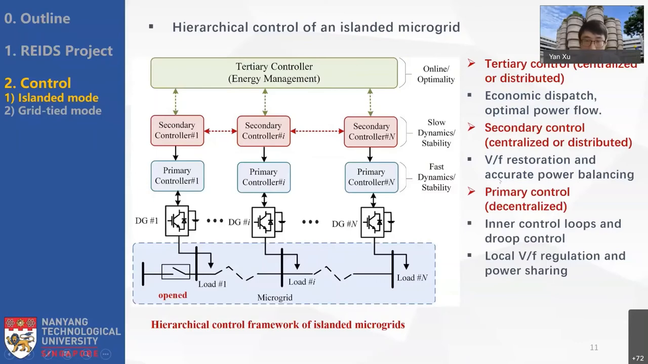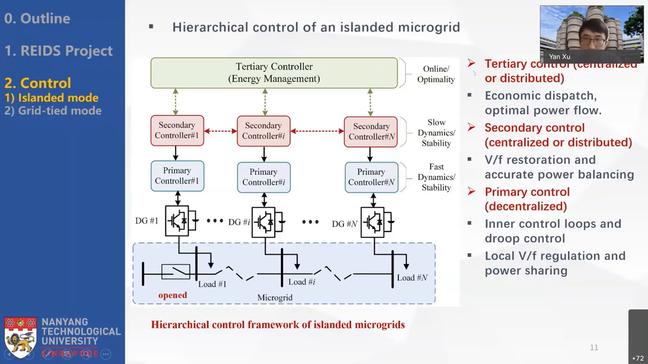And after that, because the primary control cannot achieve the aggregate power sharing, they cannot restore the voltage and the frequency exactly. So we have another level of control, which is called secondary control. The objective here is to achieve accurate power sharing, balancing, and accurate V and F restoration.